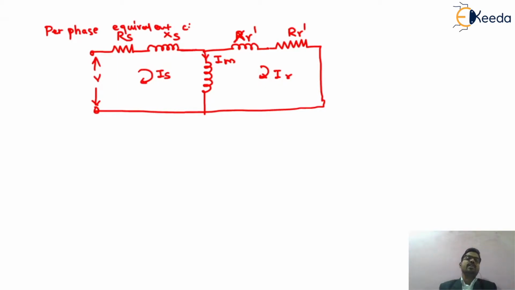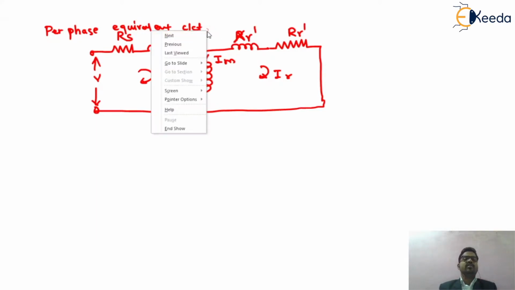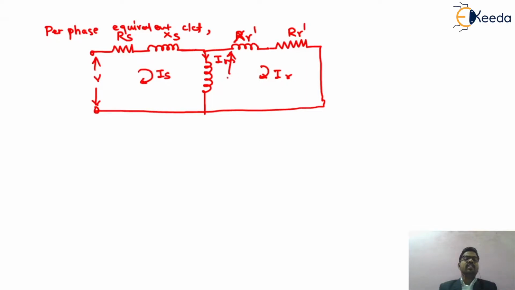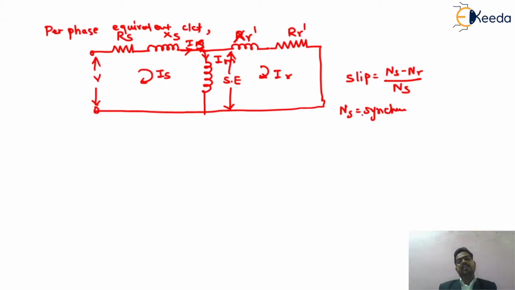So friends, from that per phase equivalent circuit of your induction motor, the voltage looks like that, and the voltage present at the rotor circuit is S times E. This is a very important concept in connection with your induction motor: slip into frequency. Slip is equal to (Ns minus Nr) upon Ns, where Ns is the synchronous speed and Nr is the rotor speed of your induction motor.